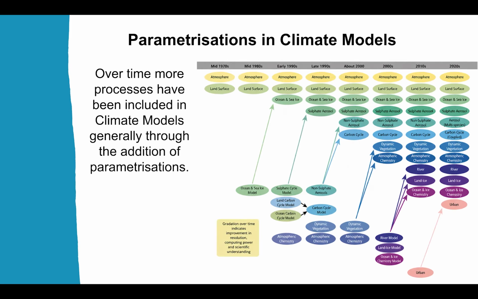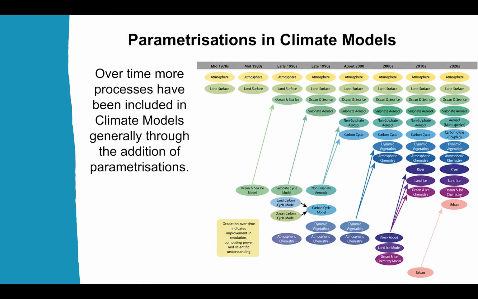Now, I talked about the fundamental parameterizations there, but actually climate models can include many other parameterizations as well. And here's a schematic trying to show how over time in our climate models, more and more processes have been included. Many of these are essentially included through parameterizations that get added to the model. I'm not going to talk too much about this, but you can see in the most recent times, things like urban parameterizations have been some of the newest parameterizations added to climate models in general.